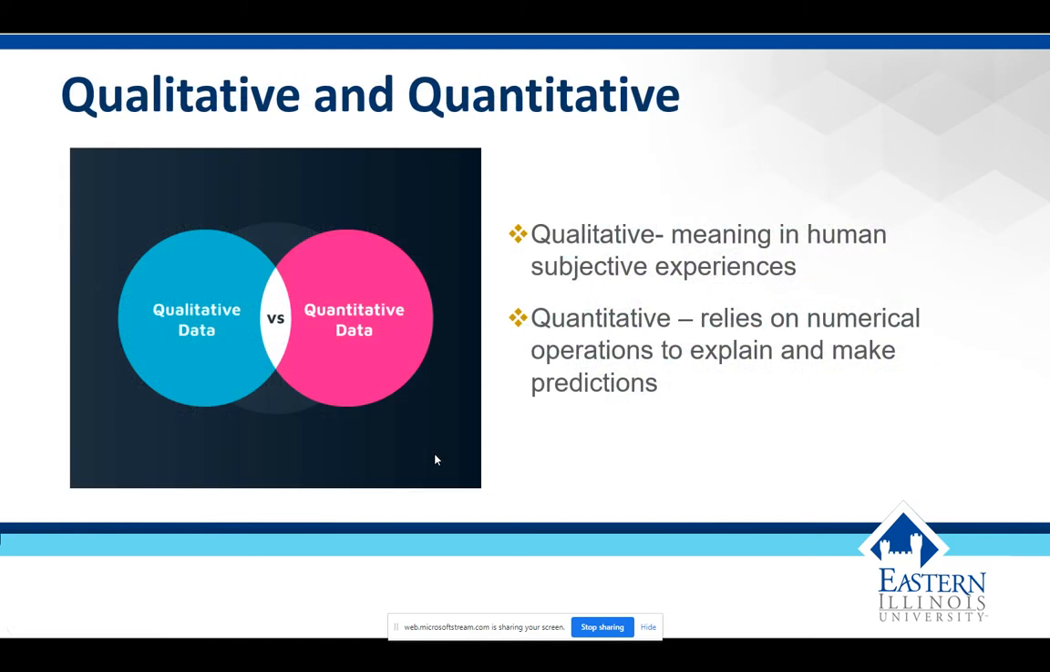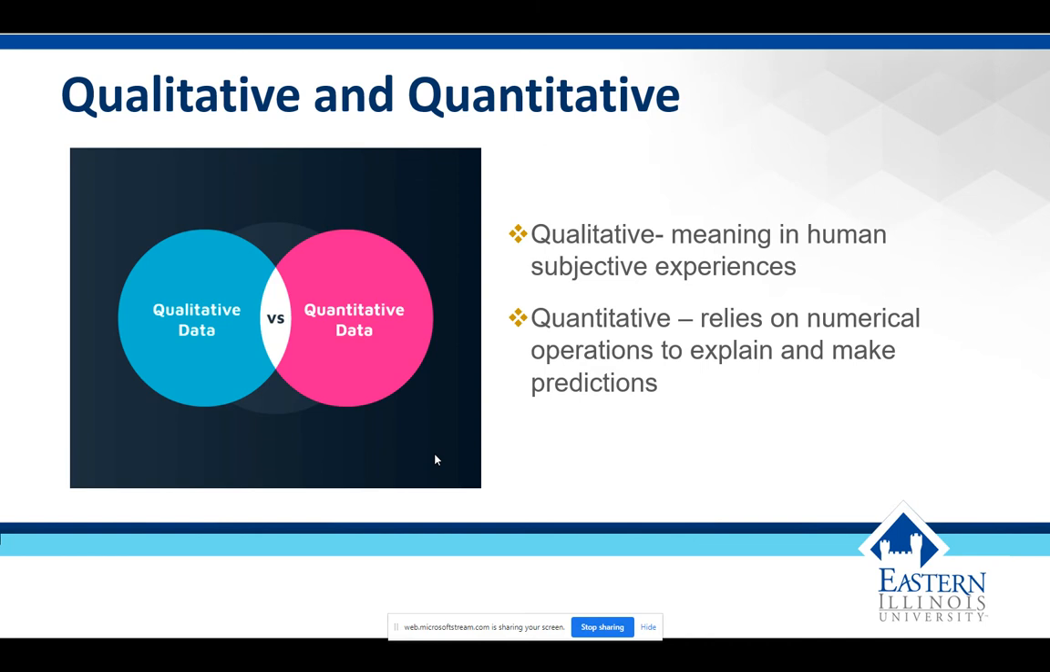You do need to know the difference between qualitative and quantitative data. Sometimes research articles include both. Sometimes it's one or the other. So the easiest one, I think, is quantitative. It relies on numerical operations to explain and make predictions. A good example of this would be diabetes. If you're looking at people with type 2 diabetes, maybe you're looking at their weight or their age. What's the typical age that people get diagnosed with type 2 diabetes? Or maybe you're looking at their weights. So that would be quantitative research.